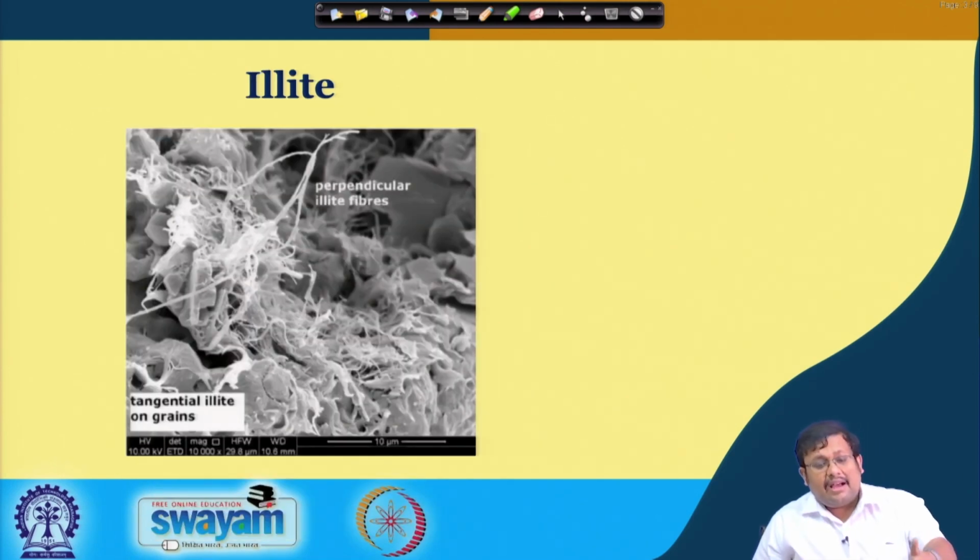So, this is an illite electron microscopic picture. You can see it basically appears fibrous under the electron microscope.